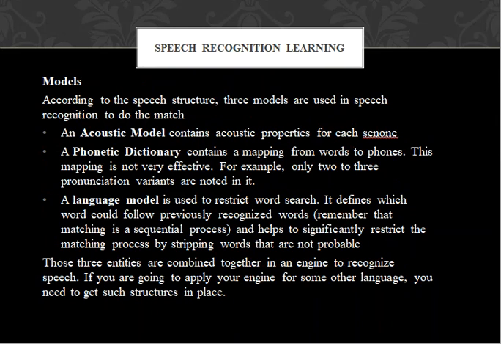According to the speech structure, three models are used in speech recognition to do the match. An acoustic model contains acoustic properties for each senone. A phonetic dictionary contains a mapping from words to phones. This mapping is not very effective. For example, only 2 to 3 pronunciation variants are noted in it.